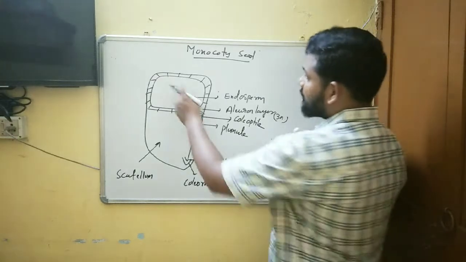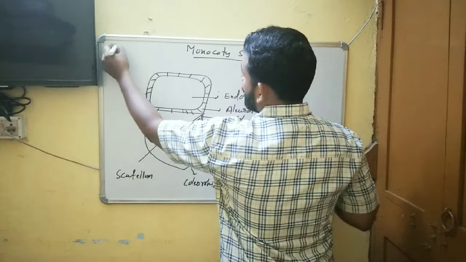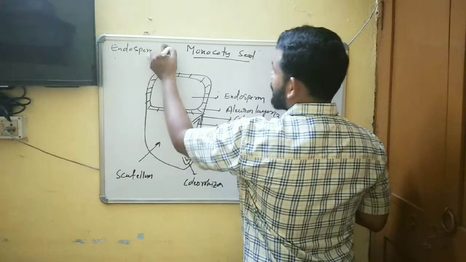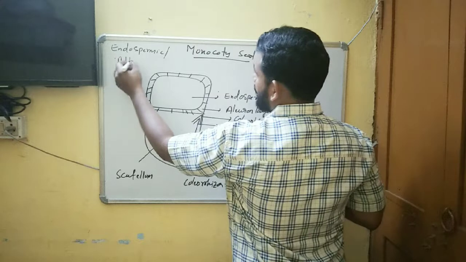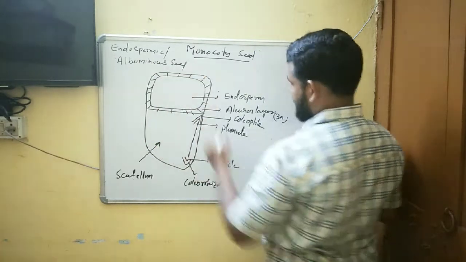And here a small amount of endosperm remains with the embryo. So hence it is also called endospermic seed. Endospermic seed is also called albuminous. This is also called albuminous seed.